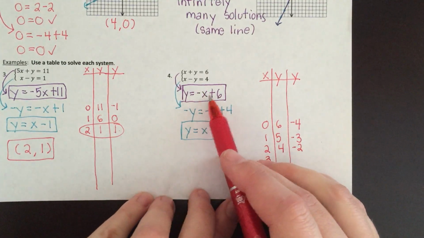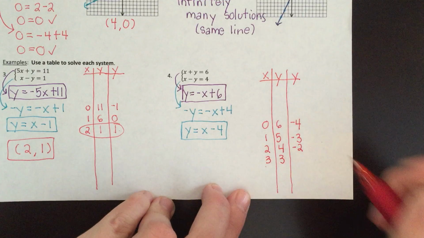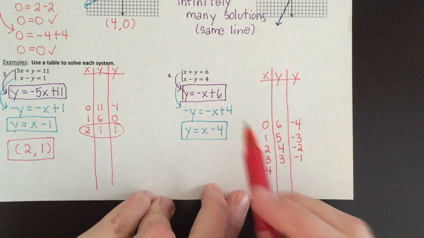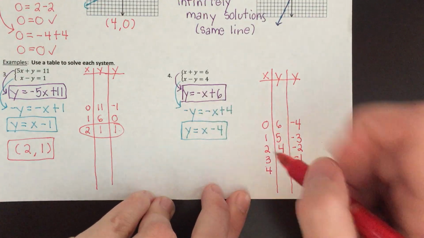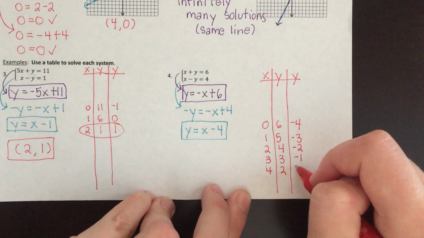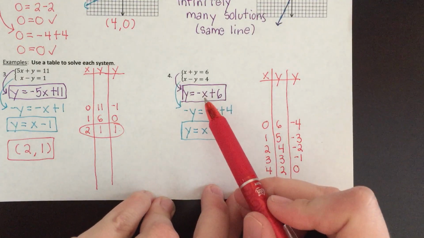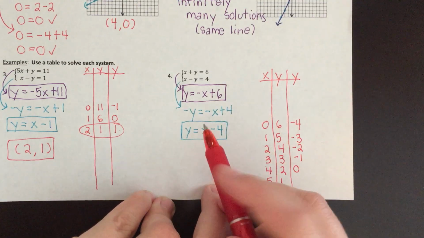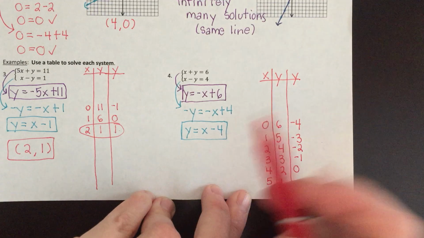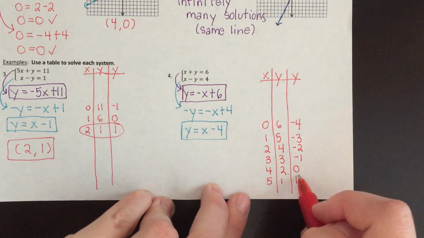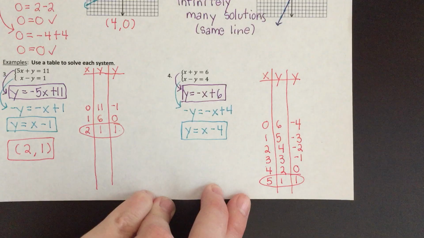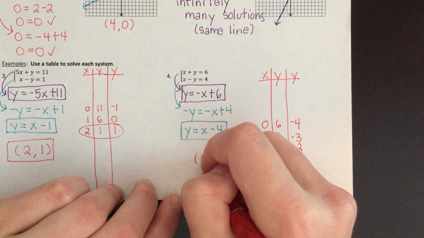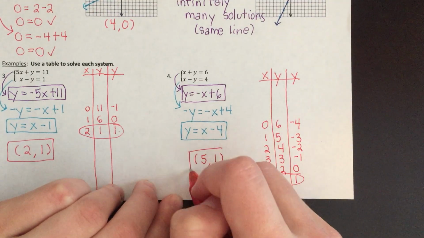So 3. Plug in 3 here, negative 3 plus 6 would be 3. 3 here, 3 minus 4 would be negative 1. Plug in 4 here, negative 4 plus 6 would be 2. Plug in 4 here, this would be 0. If I plug in 5 here, negative 5 plus 6 gives me 1. Plug in 5 here, 5 minus 4 gives me 1. Yay! So there we go. They match up at 5. My coordinate of intersection for these two lines would be the point 5, comma 1.